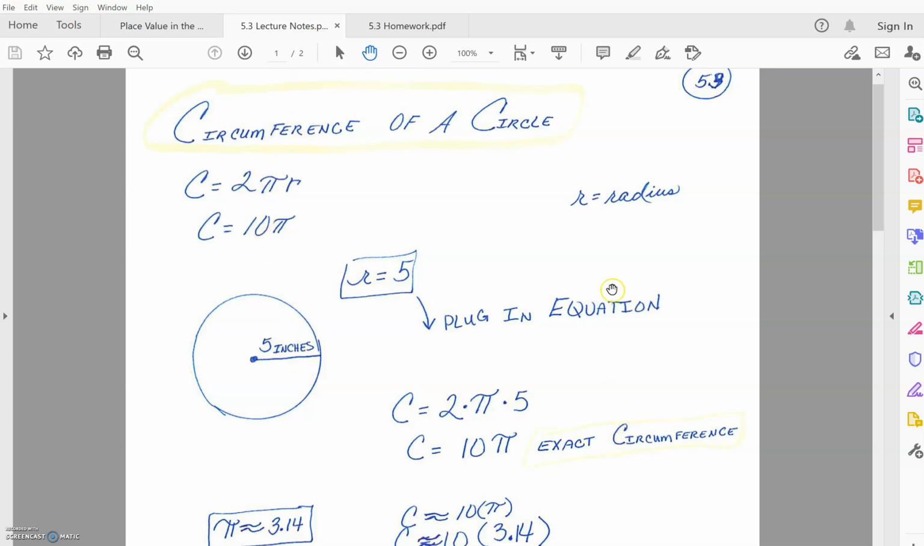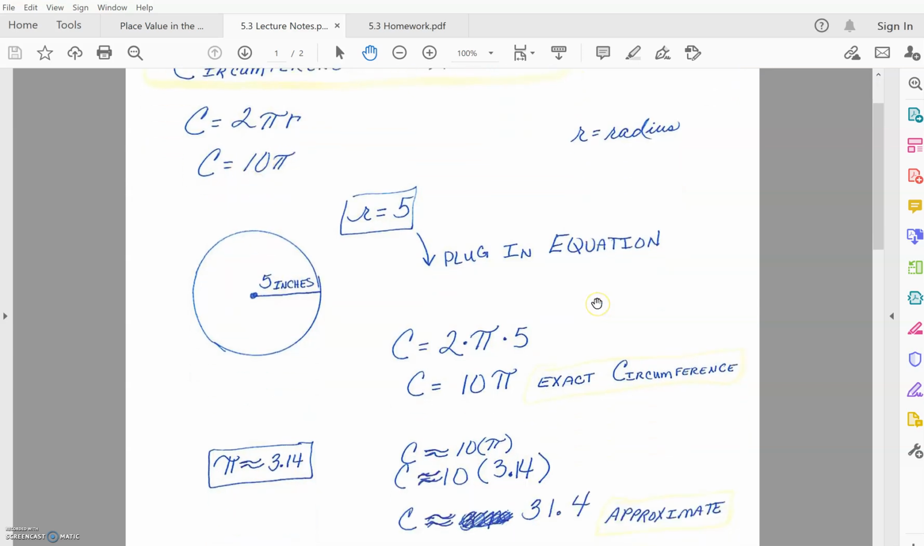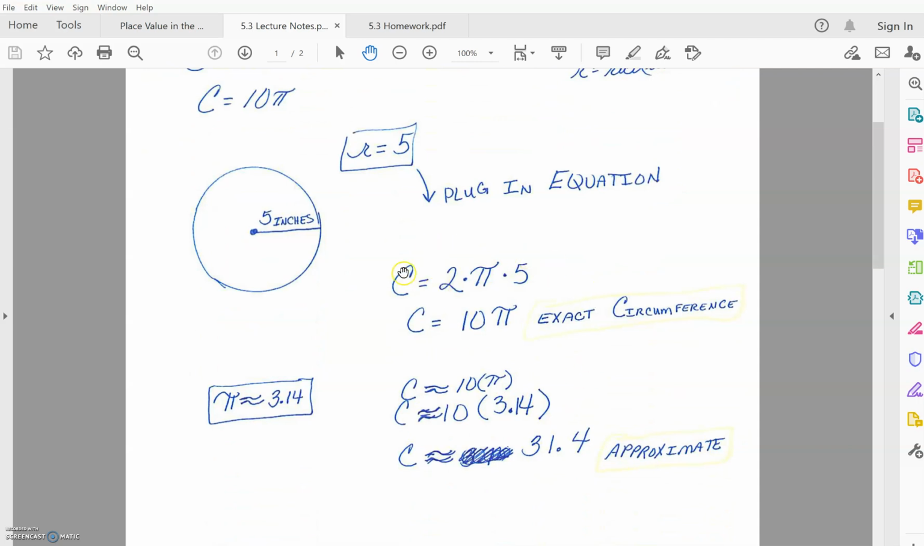So it depends on the problem if it gives you the radius or the diameter. If it gives you the radius, you just do 2 times pi times the radius. Or if they give you a diameter, you just multiply the diameter by pi. So you can see that's what I did down here below.